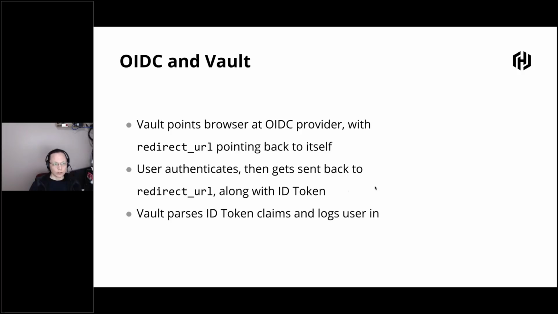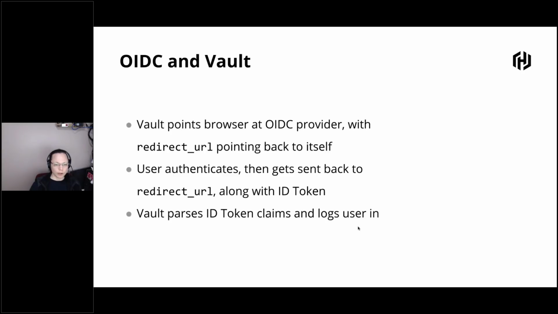So the conversation between OIDC and Vault goes something like this. When the user tries to authenticate using OIDC and Vault, Vault will open a browser and point it at the OIDC provider, and it will arrange to have a redirect URL that points back to itself. When the user authenticates successfully, they get sent back by their browser to that redirect URL, meaning back to Vault, and that redirection includes the ID token that came from the OIDC provider. Vault will then parse the claims in that ID token and log the user in.